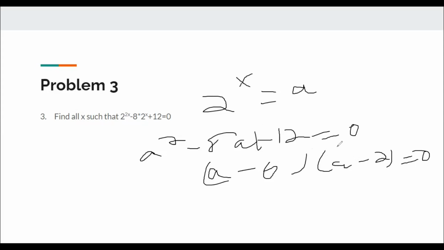So let's take the easier case. If a is equal to 2, then you already know x is equal to 1. Pretty easy. And if a is equal to 6, then you have 2 to the power x is equal to 6, or x is equal to log base 2 of 6. So those are your two solutions. X equal to log base 2 of 6, or x is equal to 1.